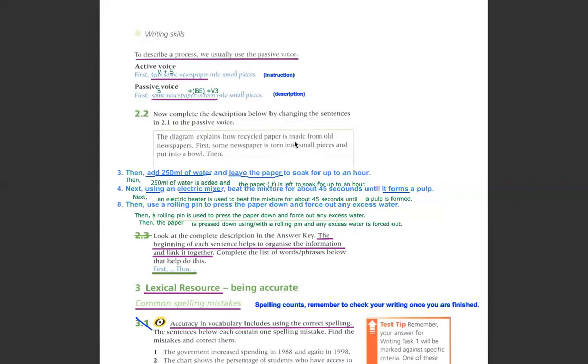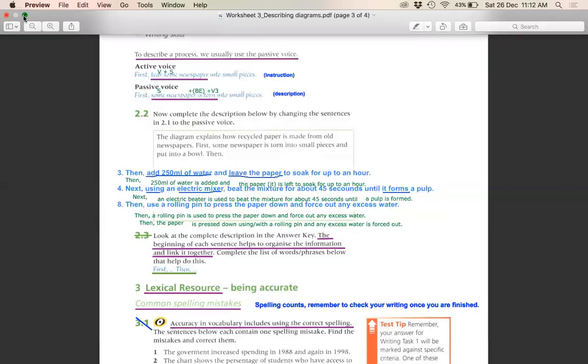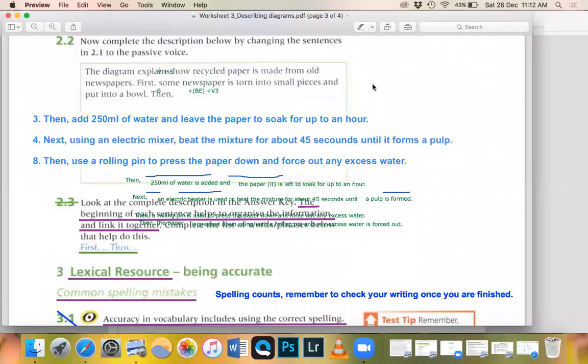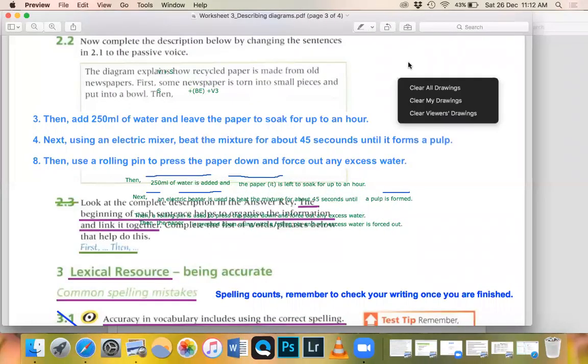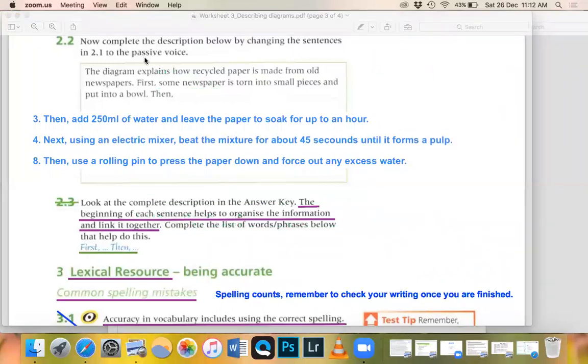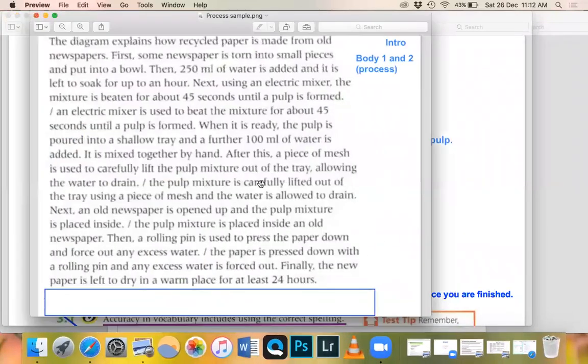Okay, so when you're describing a process, for most of the sentences, you'll be using the passive because we don't want to just give a list of instructions. We want to give a description. Let's have a look at the description as a whole. So we'll have a look at the whole thing.